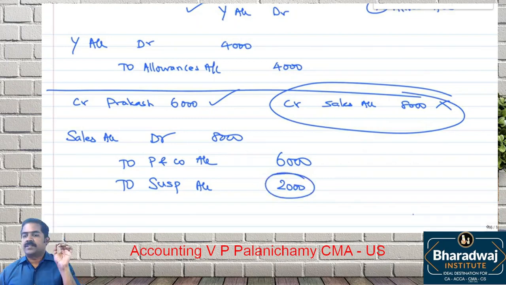Sales has been wrongly credited. Debit it to remove. Prakash should be credited with 6000. Credit Prakash with 6000 and suspense for the difference amount, 2000.